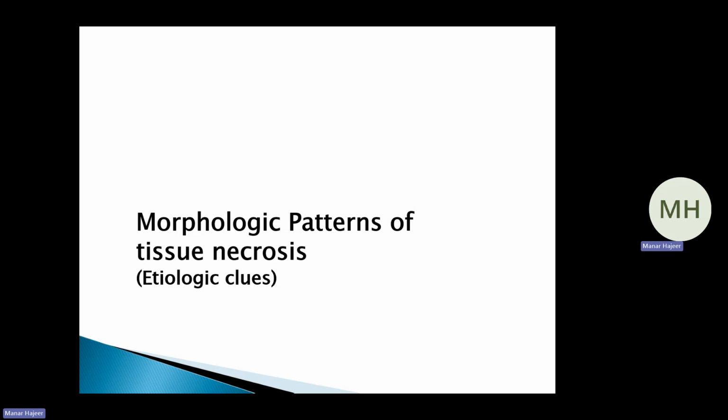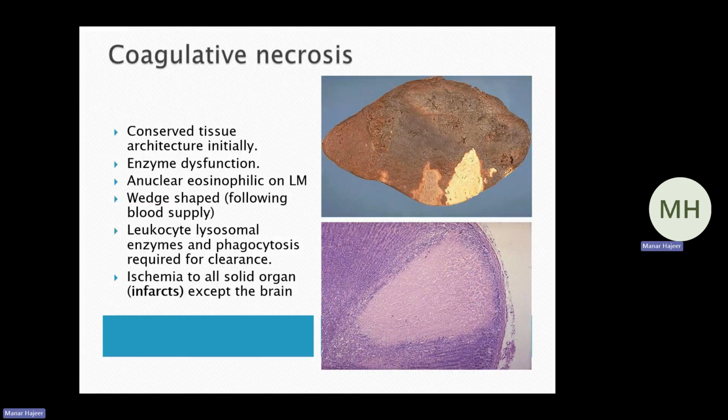Now we will shift to the morphologic patterns of tissue necrosis, which will sometimes give us etiological clues to the cause of necrosis. The first type of necrosis we call coagulative necrosis. ليش بنسميه coagulative? Because the tissue architecture is conserved initially for a few days before the onset of inflammation that will cause damage in the tissue architecture.